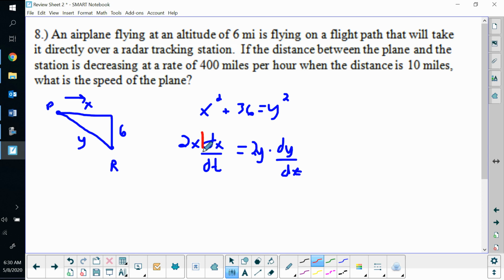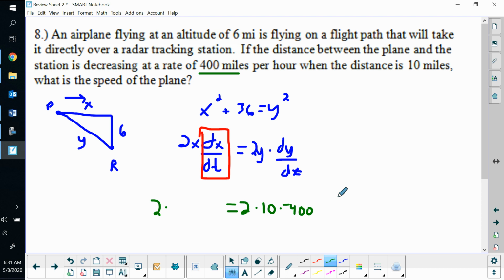We want to find the speed of the plane, which is dx over dt, meaning we should be able to sub in for everything else. So we've got 2 times, we'll do the easy ones first. Our distance is 10 miles, so that's our y. Our rate is 400 miles per hour. They said it's decreasing, so we need to put that in as a negative 400.